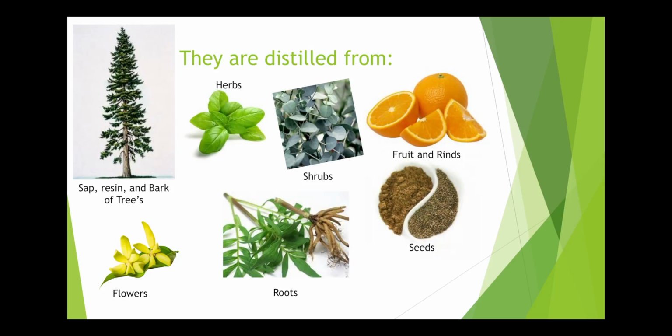So we mentioned oranges in our earlier slide. So where do we get these essential oils? Well, basically, they are distilled from the properties found in herbs, shrubs, fruits, fruit rind, seeds, roots, flowers, saps, resin, bark of different trees, and fruits that have been found to have healthy, beneficial properties for the human body.